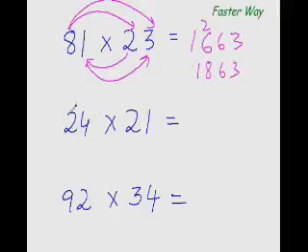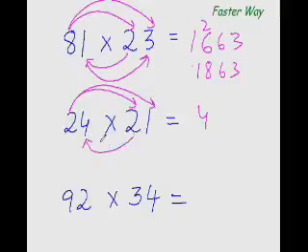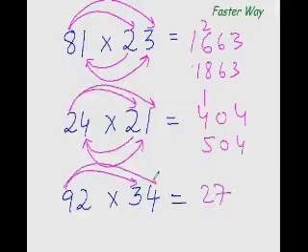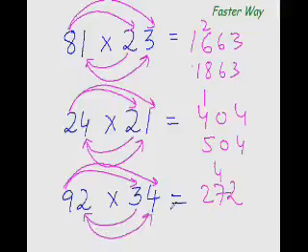Alright. Next one. 2 times 2 is 4. 2 times 1 is 2 and 2 times 4 is 8. So 8 plus 2 is 10. And 4 times 1 is 4. So the answer is 504. Now next one. 9 times 3 is 27. Now 9 times 4 is 36 and 3 times 2 is 6. 36 plus 6 is 42 and 2 times 4 is 8.